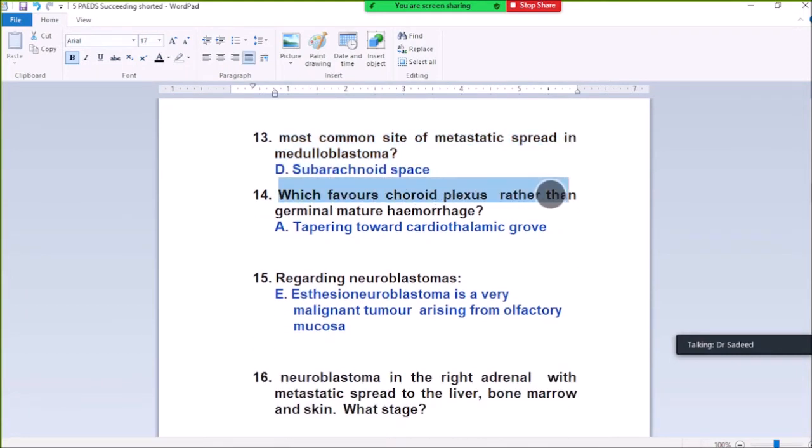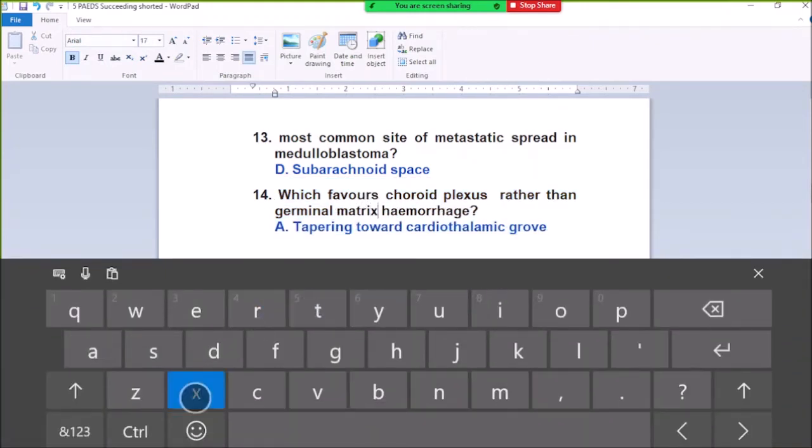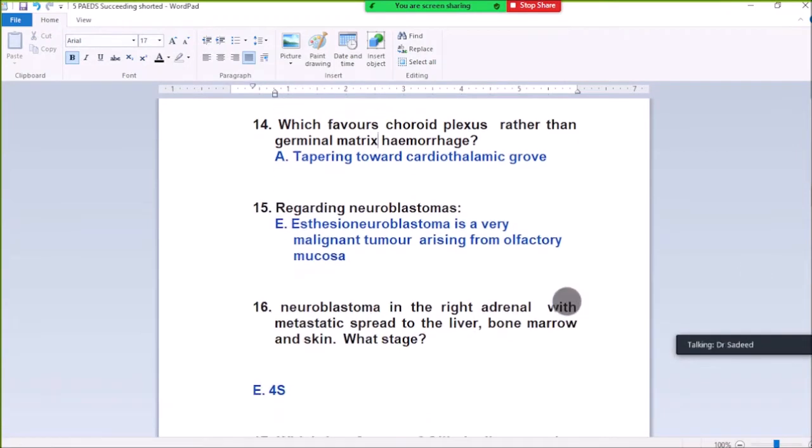14. Which favors choroid plexus rather than germinal matrix hemorrhage? Tapering towards the caudothalamic groove is seen in choroid plexus rather than germinal matrix hemorrhage. Question number 15. Again, neuroblastomas. Esthesioneuroblastoma is a very malignant tumor arising from olfactory mucosa.